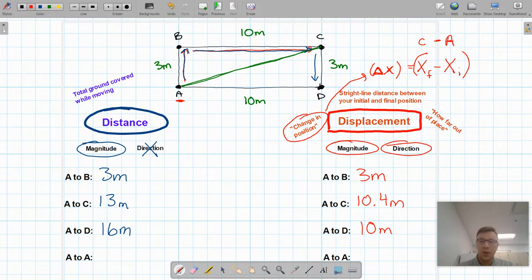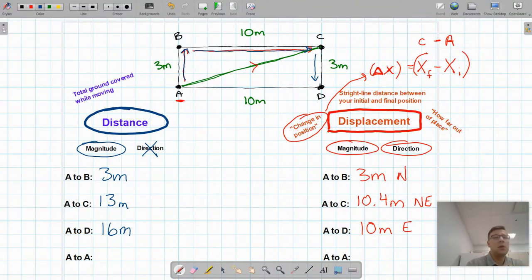And to be honest with you, let's go ahead and put cardinal directions on here. So for this first one from A to B, I'm gonna say that was moving north, which would make the 10.4 meters northeast because it was diagonal, right, going this direction. And then from A to D, this would be 10 meters east, okay?